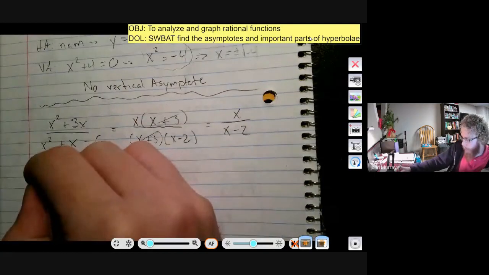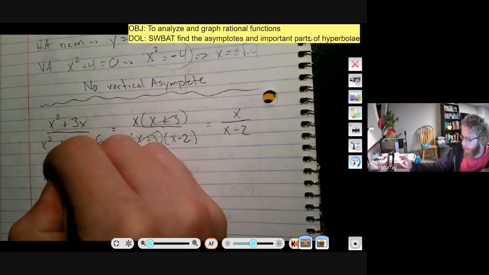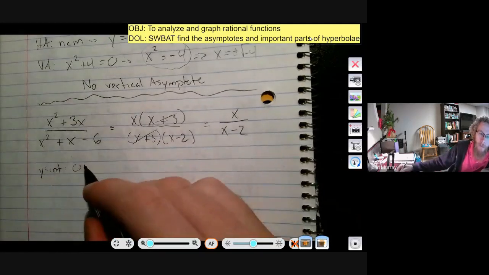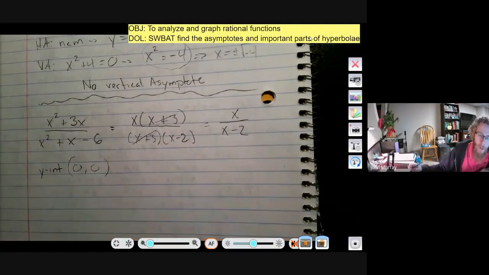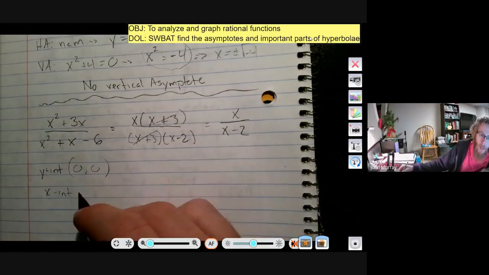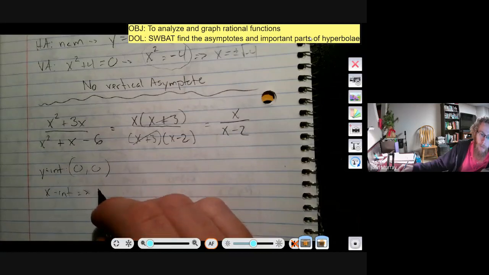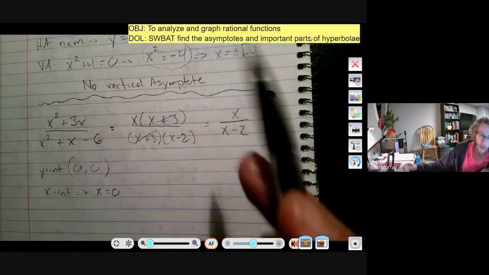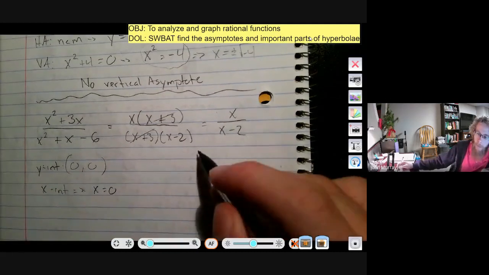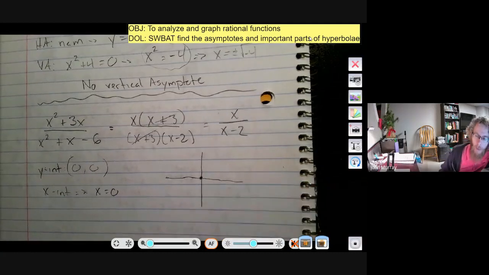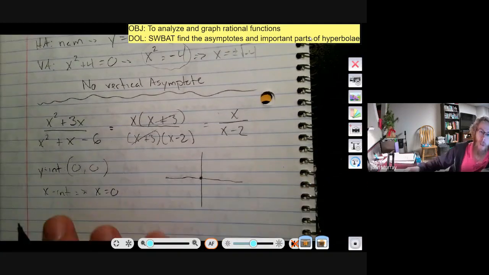All right, so y-intercept. Plugging in 0, again, we get 0. All right, so it's the point 0, 0. Our x-intercept, looking at the top, x equals 0. Right? We set the top equal to 0, and there's nothing else to do. x equals 0. So again, right now, we don't have a whole lot of help. All we have is that point there.